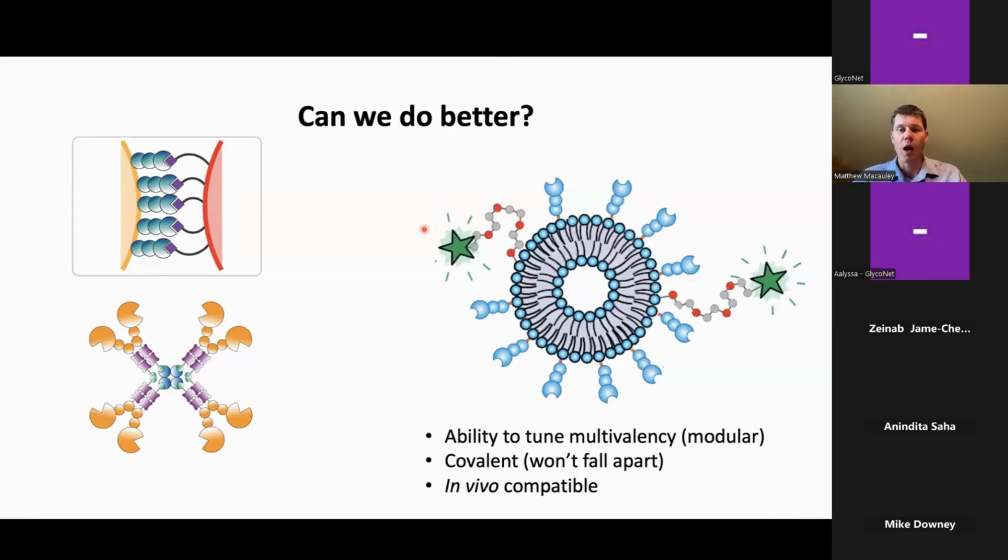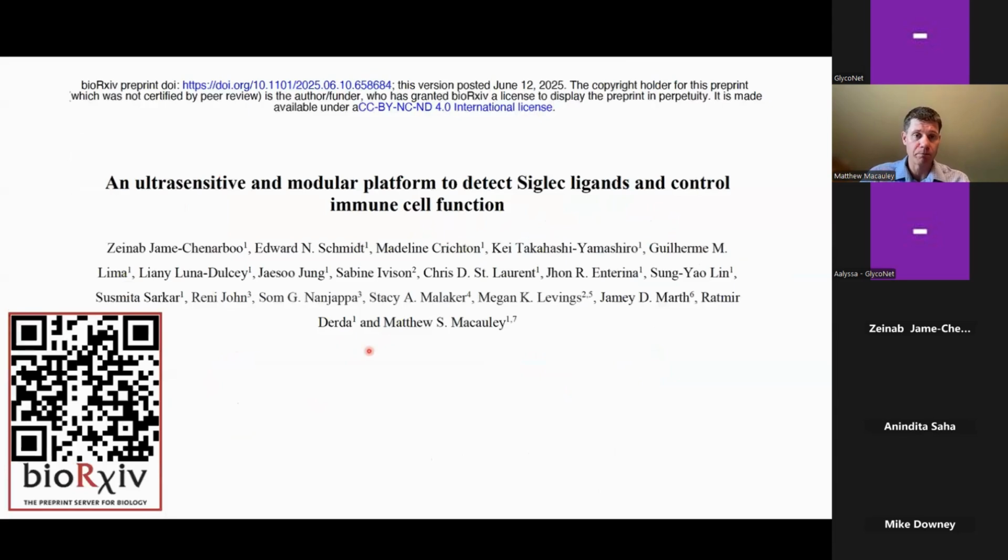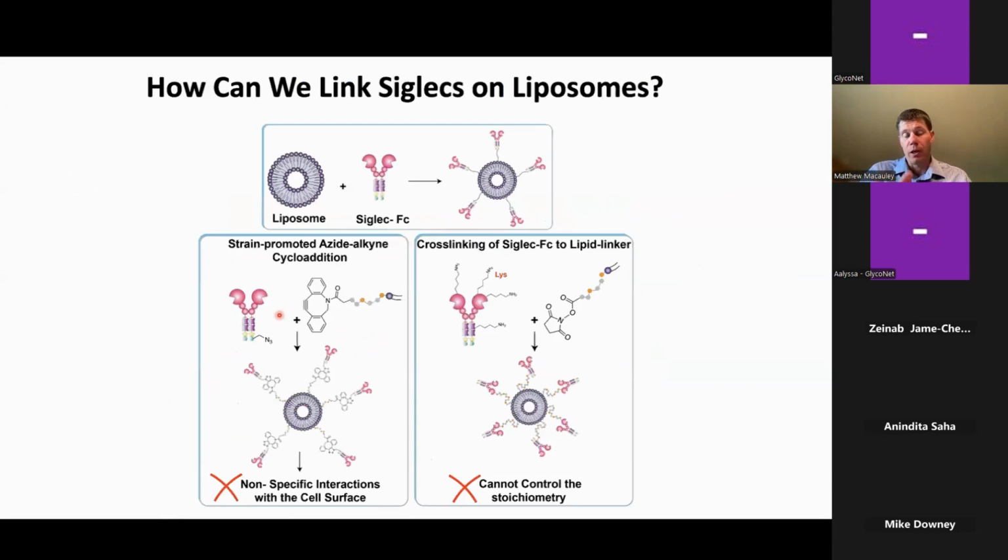Okay, so the lab works a lot with liposomal nanoparticles. And so the goal here was to display a Siglec off of a liposome. So how are we going to do that? Well, if you want to find out the details, they're all in this preprint that we put out 3 or 4 weeks ago. This work is now under revision. And so most of the talk remaining is going to be on this manuscript.